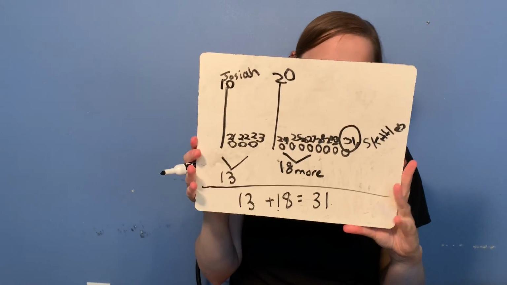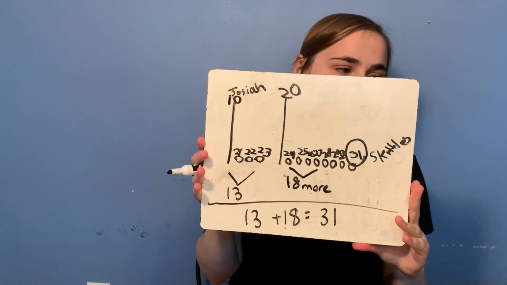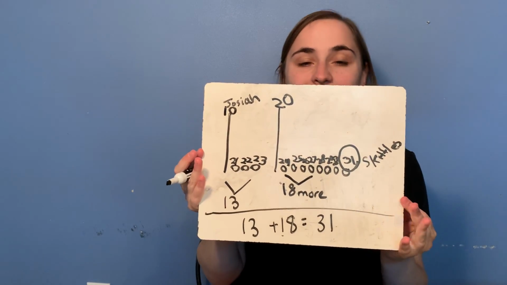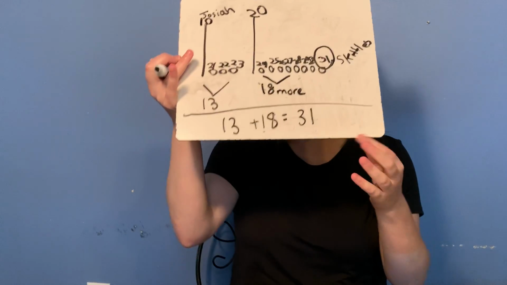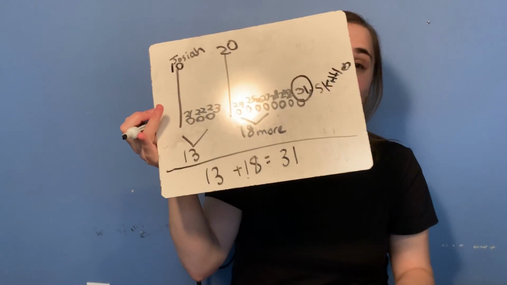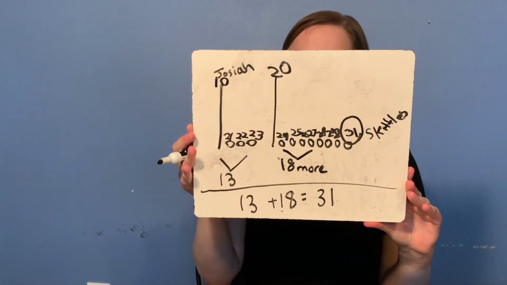Take a look at this work. We had a clear, neat picture. We labeled with the numbers we said while we counted. We circled our answer, and we wrote a number sentence. That's what top quality story problems are like. Now it's your turn to solve a similar problem.